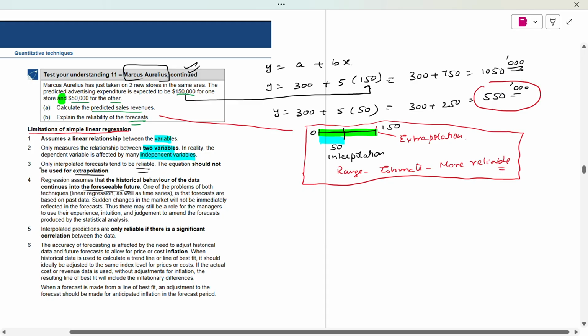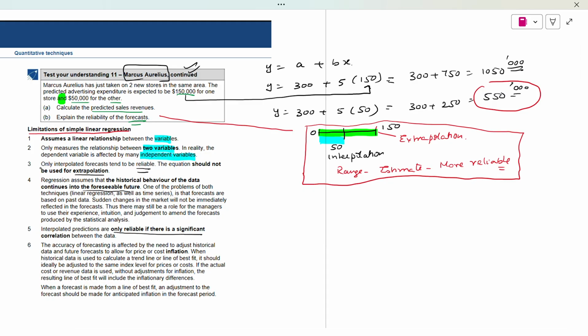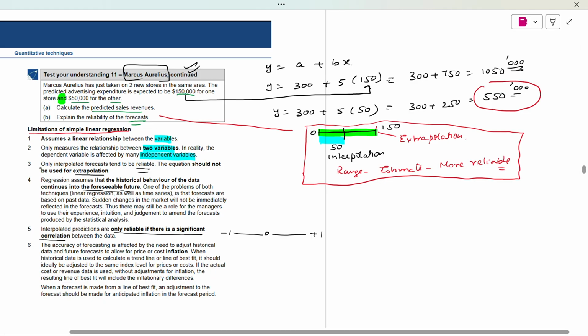Interpolated predictions are only reliable if there is a significant correlation. What is correlation? Any idea? Correlation is the relationship between two variables. Okay, what should be the value? The calculated value of correlation will be either a positive correlation or a negative correlation.